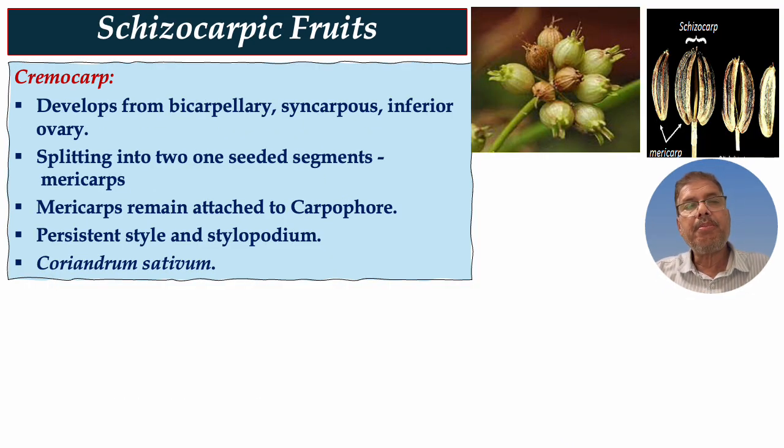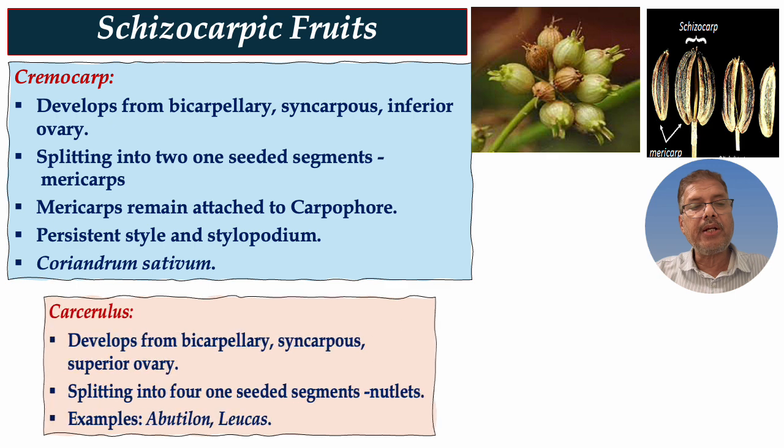Schizocarpic fruits are a type of dry fruit that splits into separate one-seeded parts called mericarps upon maturation. A cremocarp develops from a bicarpillary syncarpous inferior ovary and splits into two one-seeded segments known as mericarps. These mericarps remain attached to the central stalk-like structure called the carpophore for some time before dispersing. The cremocarps often have a persistent style and stylopodium, which are typical of the Apiaceae family. The familiar example is Coriandrum sativum.